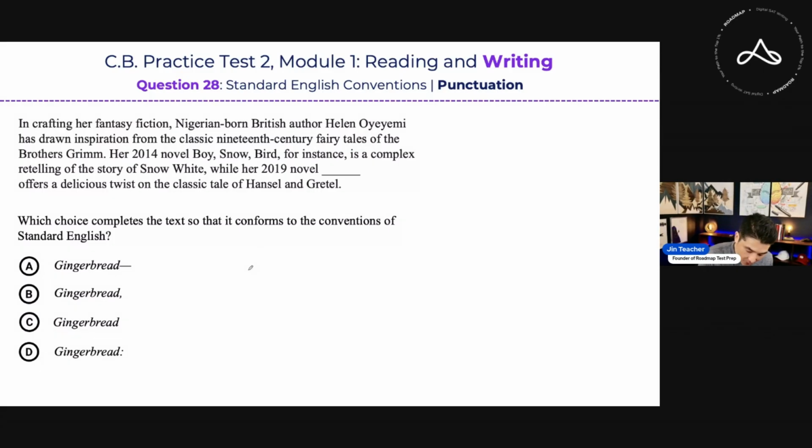Looking at the answer choices, right? We have a colon, we have a dash, right? And then we have a comma here, okay? So this is interesting. The sentence reads, right? I'm going to read from here.